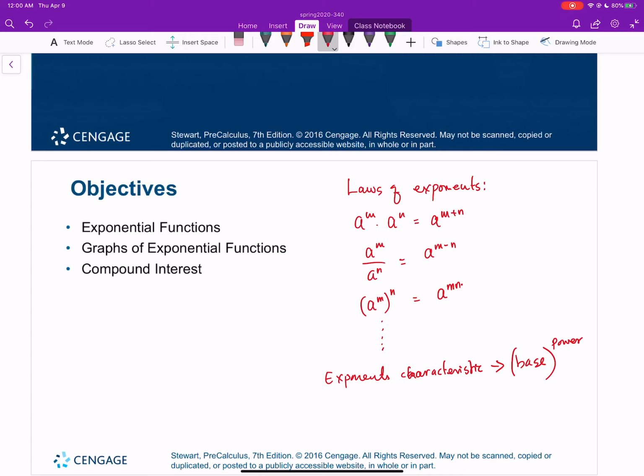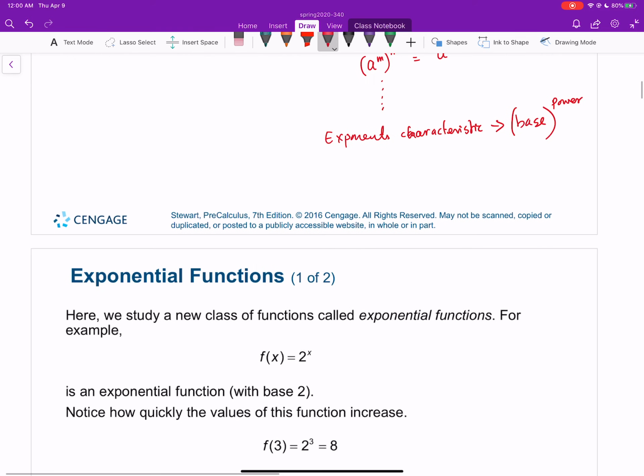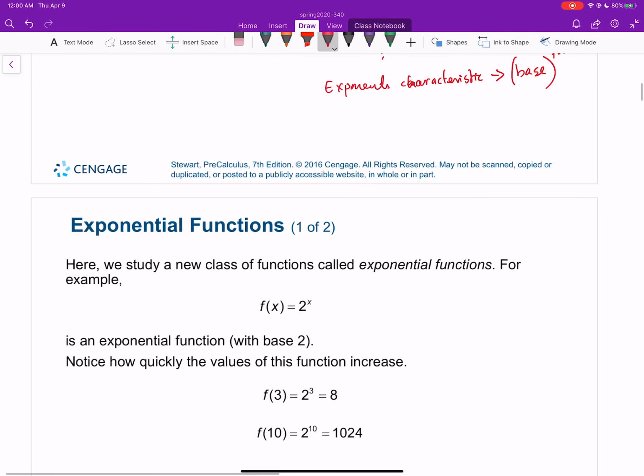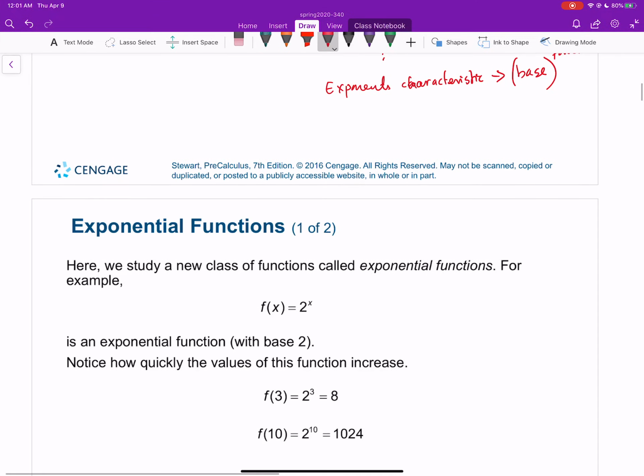Remember that a function takes in an input and gives an output. So let's see how we define an exponential function. An exponential function is also going to have that same characteristic. It's going to have a base raised to a power. But now as a function, the power changes to become a variable, the input.